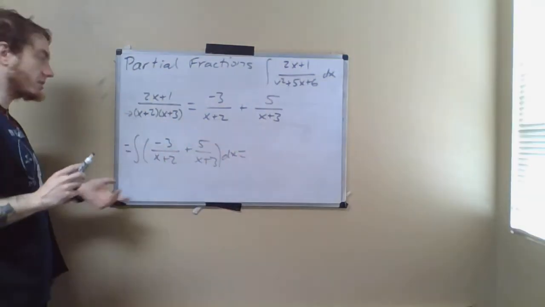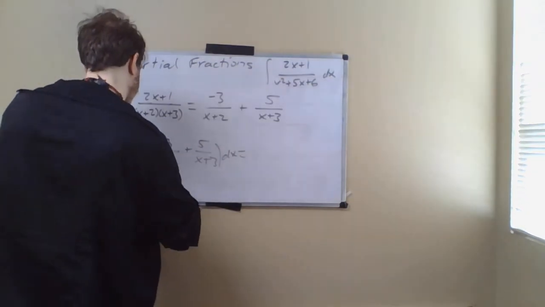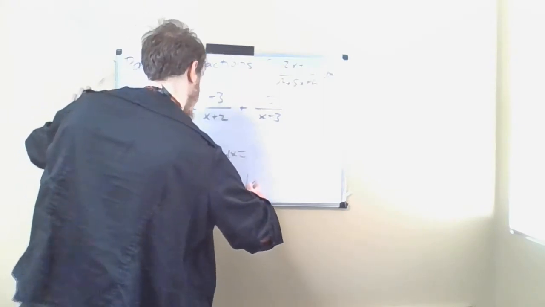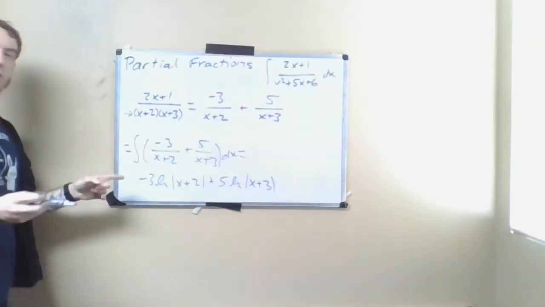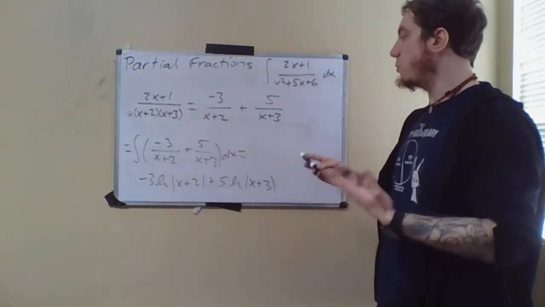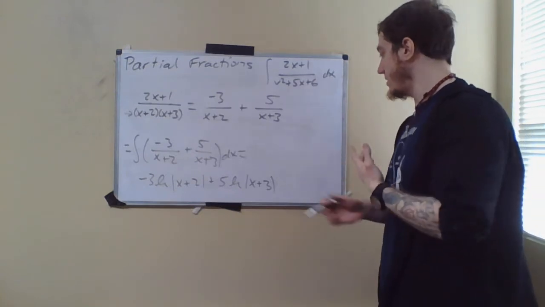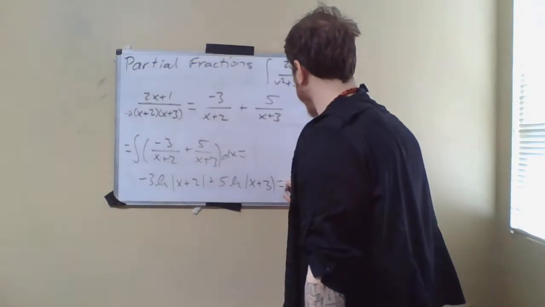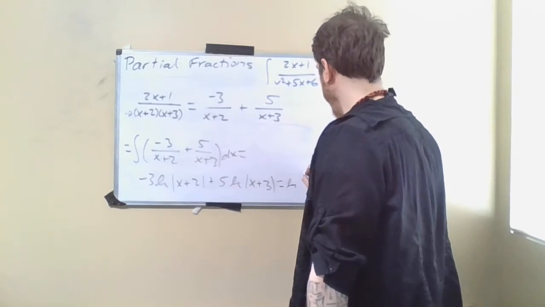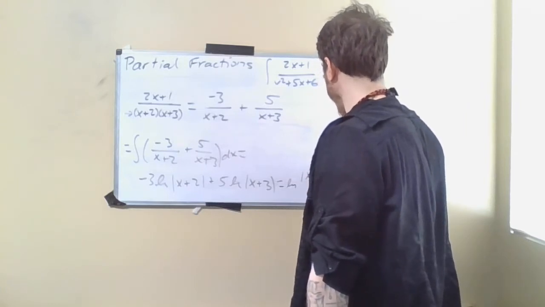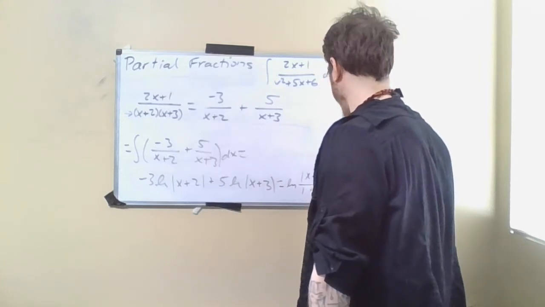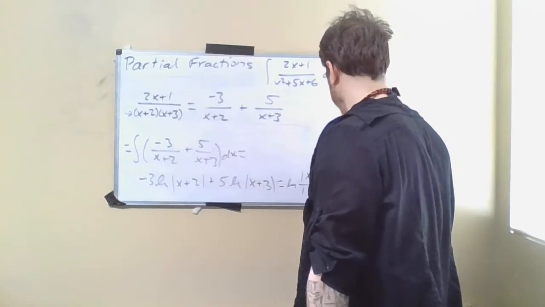And as I say, this is quite easy to do. This is just going to be -3 log absolute value of x plus 2 plus 5 log absolute value of x plus 3. And of course, if we wanted to, we could combine these logarithms into one by using the rules for logarithms. So this is actually going to be the natural log of the absolute value of x plus 3 to the 5th divided by the absolute value of x plus 2 to the 3rd.